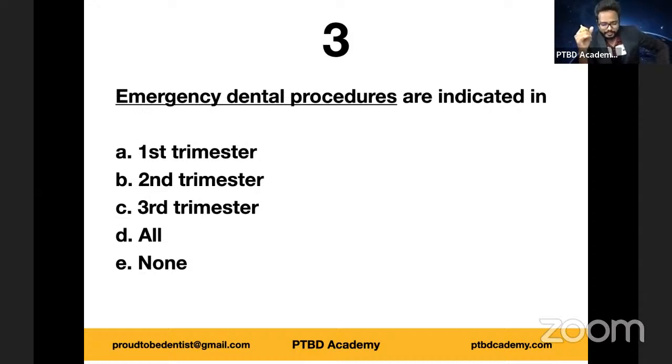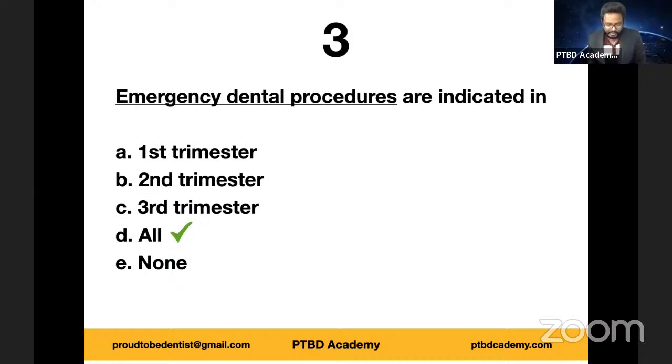What would you do? In case of emergency, any emergency dental procedure can be performed in all of the above. There is no absolute contraindication. Consider this very, very important. All emergencies can be addressed in regard to any trimester. So just keep that in mind and consider this very, very important.